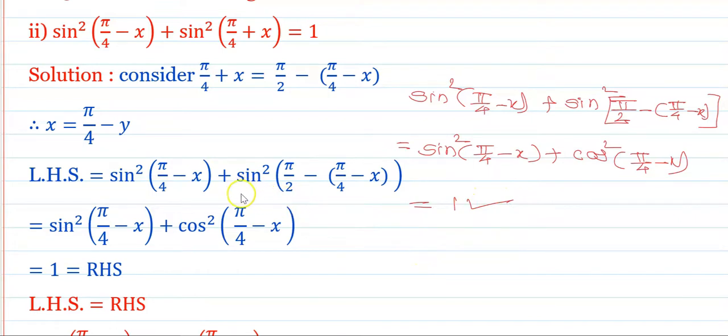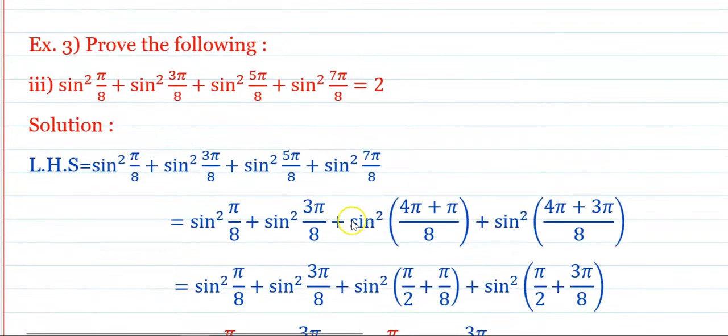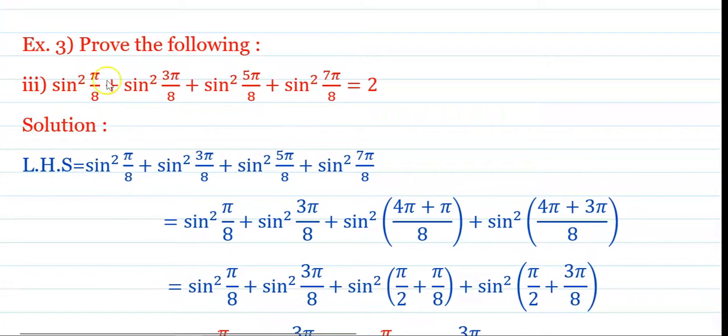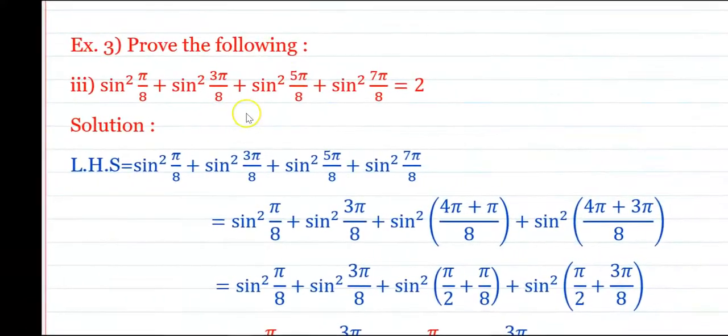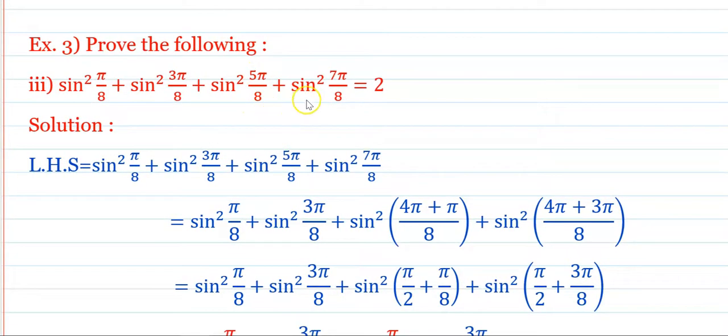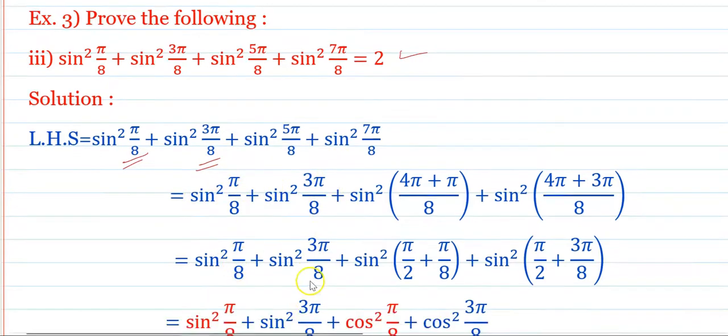You can also write in this manner. Okay. Now the next: sine square pi by 8, sine square 3 pi by 8, sine square 5 pi by 8, and sine square 7 pi by 8, and that's equal to 2. Okay. Now consider these minimum angles, that is pi by 8, sine square 3 pi by 8. We will express the other two angles in terms of these minimum angles. Sine square pi by 8, keep it as it is. Sine square 3 pi by 8, keep it as it is.